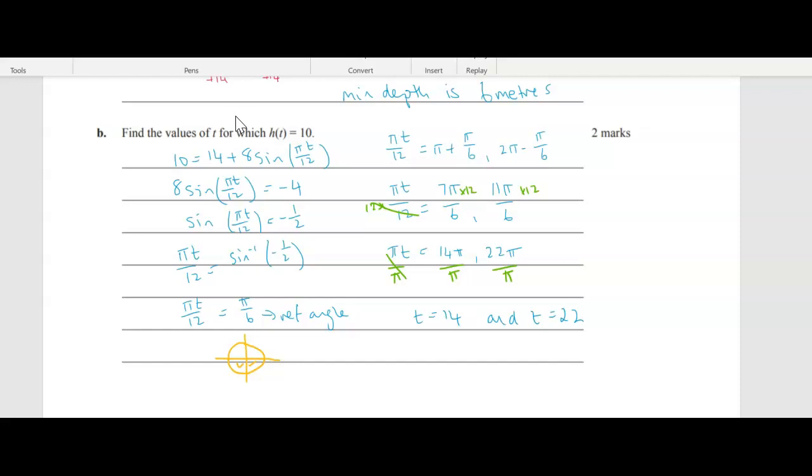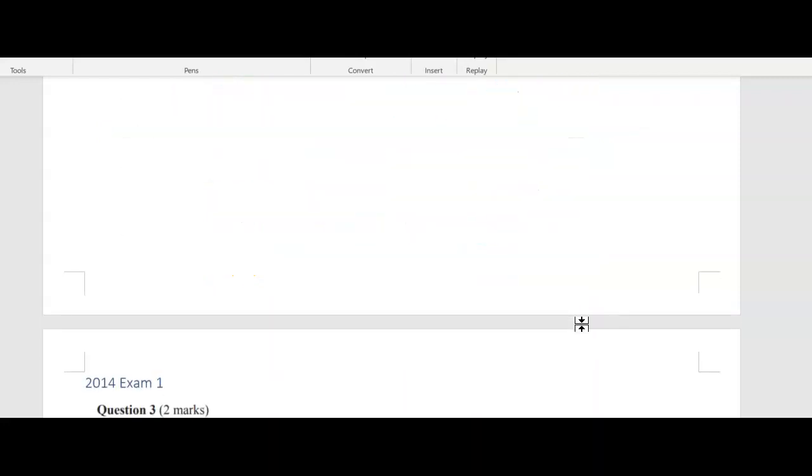Now, it doesn't ask for the time, only values of t, so I don't have to interpret that, but remember t is hours after 6 a.m., so I would have to work out what that would be. So that would be 8 p.m. and 4 a.m. But we don't have to do that.